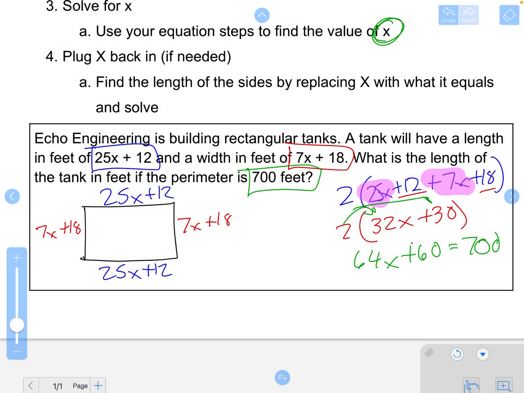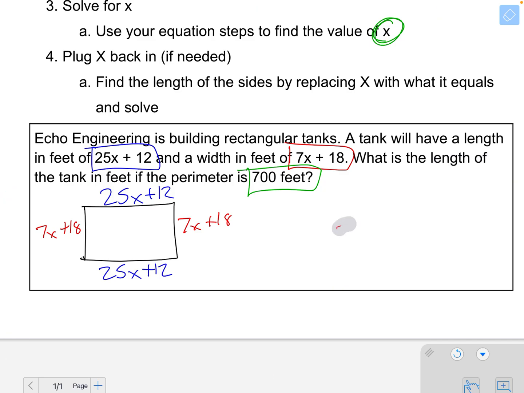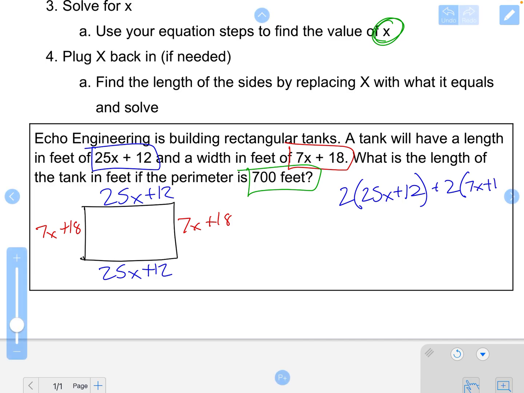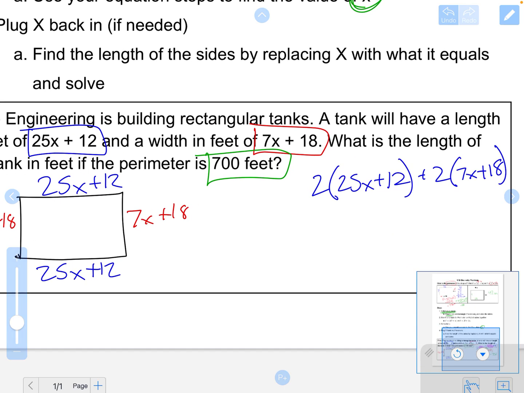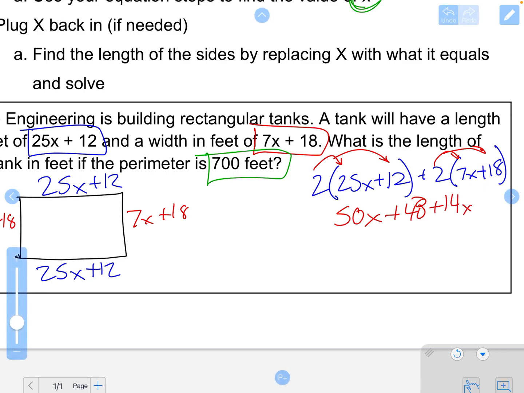I'm going to show you the last and the final way that we can do this problem so that we can get the right answer. And what I want you to do is pick the one that you like best and makes the most sense for you. So the next way we can do it is we can go 2 times 25x plus 12 plus 2 times 7x plus 18. So again, I need to distribute the 2 all the way through both parentheses. 25x times 2 is 50x. 2 times 12 is 48. 2 times 7 is 14x. 2 times 18 is 36.